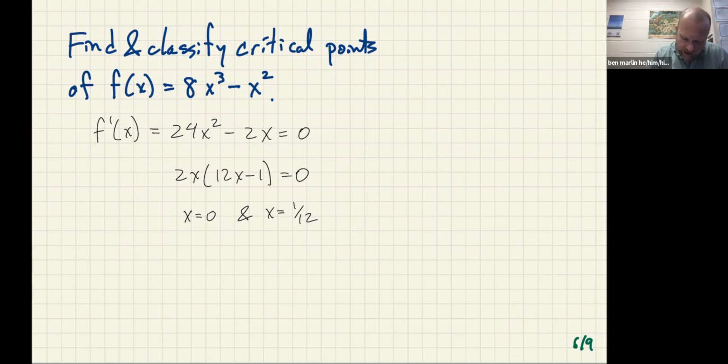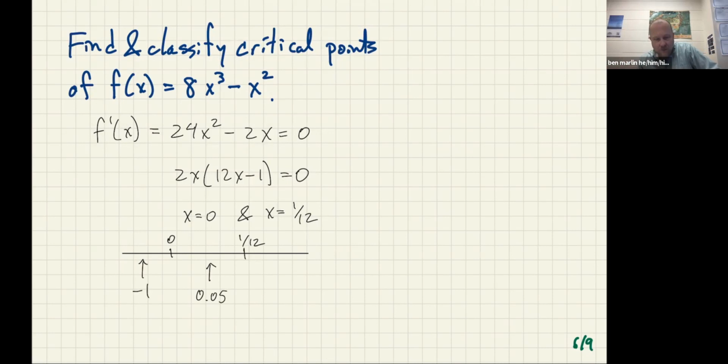So the notion that we're going to have in mind is that you get a number line, and 0 and 1/12 are the numbers that are our cutoffs. And we need to test something that's a little bit less than 0. Actually, it can be a lot less than 0. Okay. And we need to test something in between. So I'm going to say 0.05. That'll be somewhere in there. And then test something that's larger. 1 seems like a good value. Okay. Why did I choose those values? They're all easy to plug into the calculator or to do by hand.